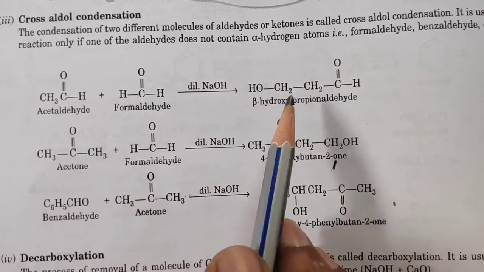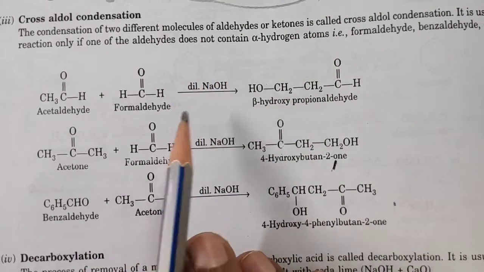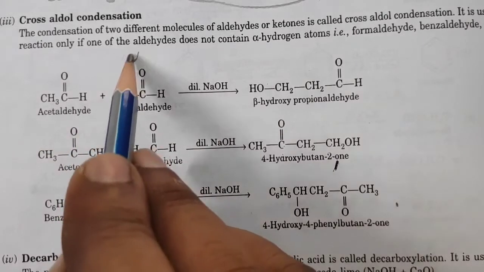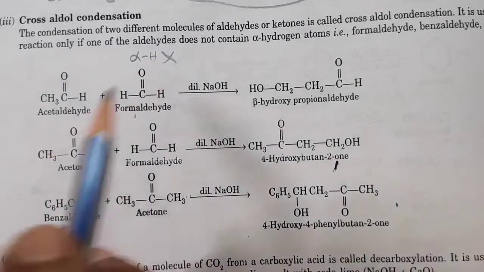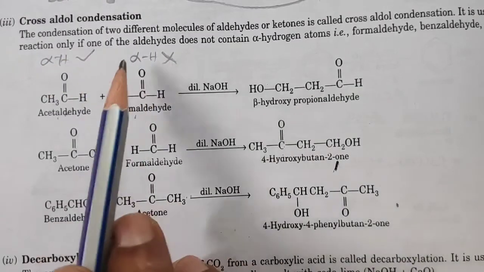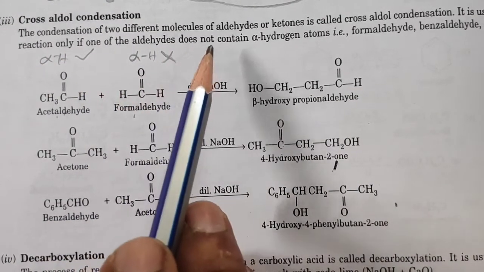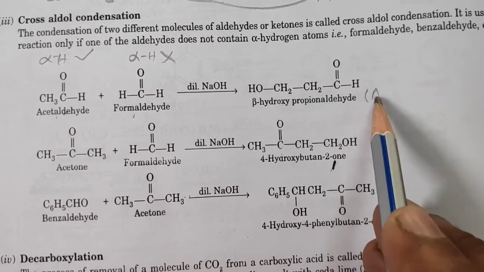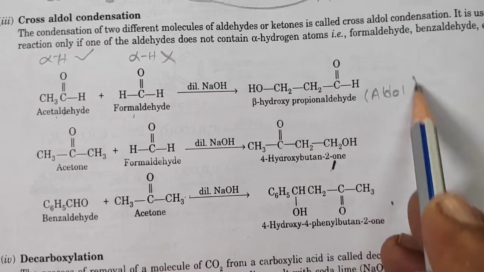Till now we have studied cross aldol in your textbook, where both had alpha hydrogen. But in this case there is no alpha hydrogen, and in this case alpha hydrogen is present. So this is a little bit different. You can write this down as an example. But here you will get only the aldol product.